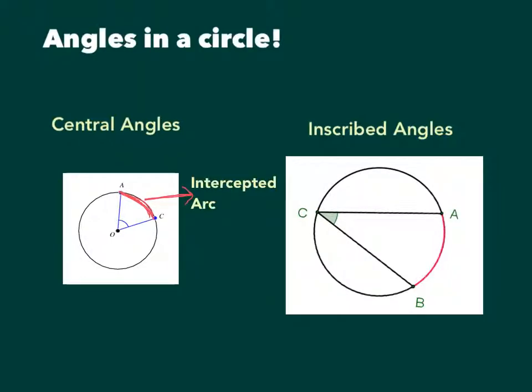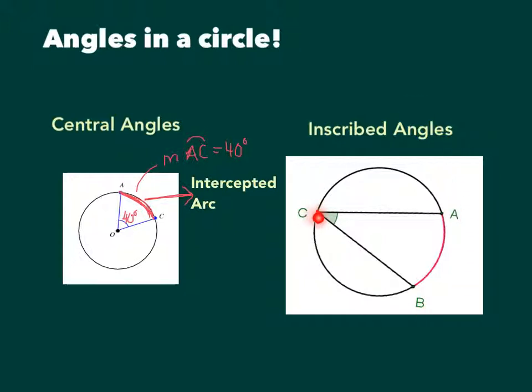So for example, if this central angle was 40 degrees, then the measure of arc AC would also be 40 degrees. The other type of important angle is an inscribed angle.